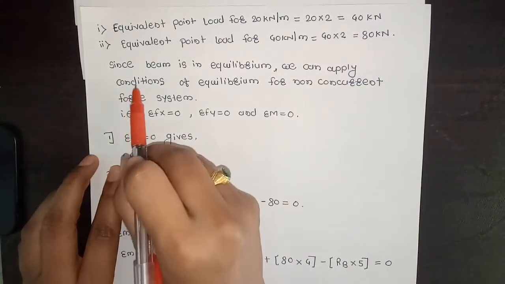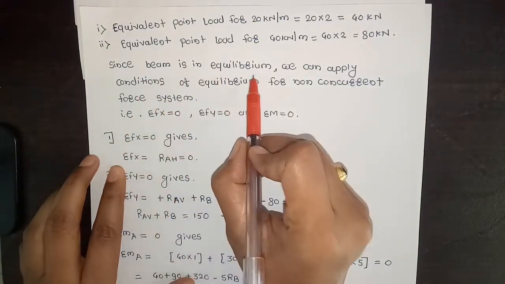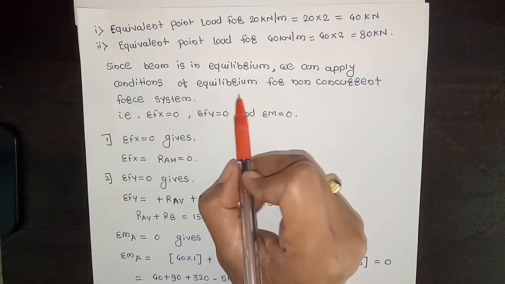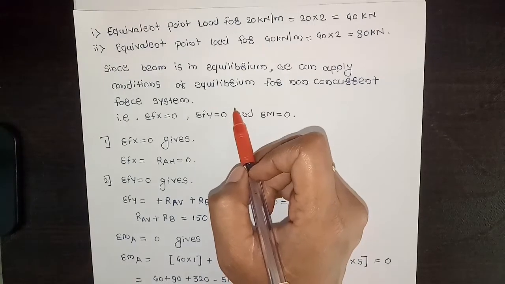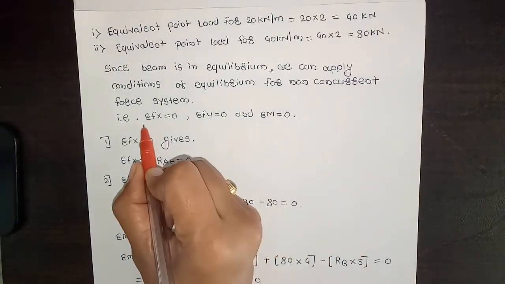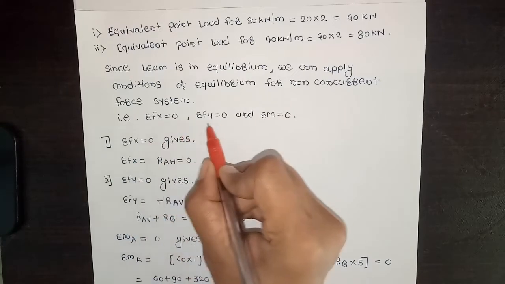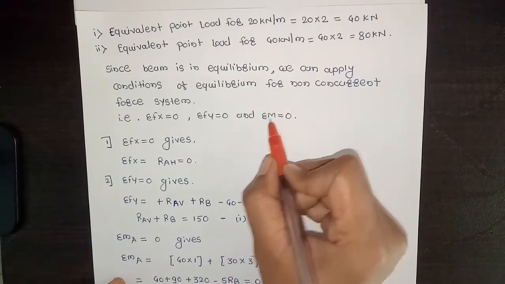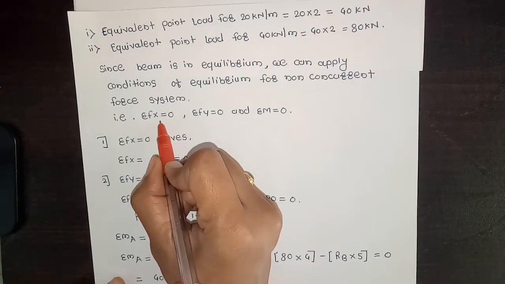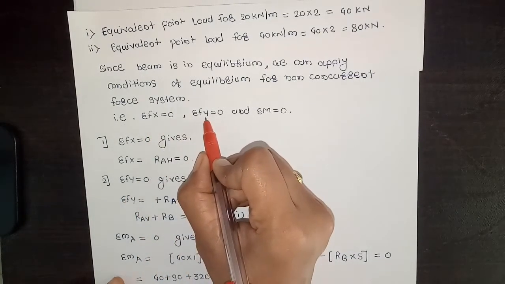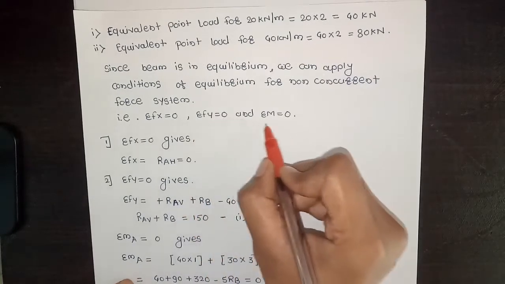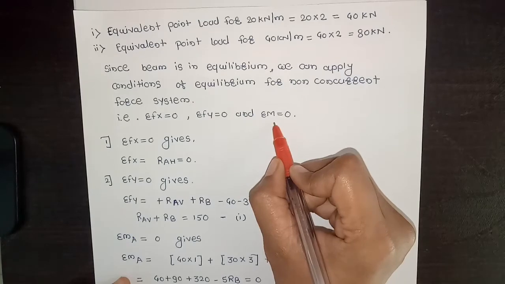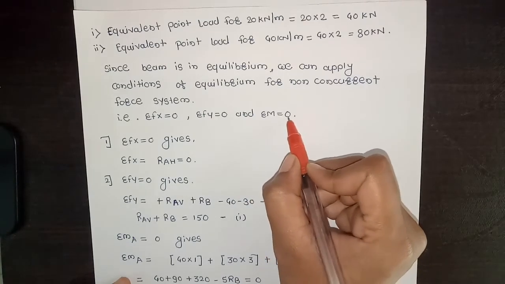The next step: since the beam is in equilibrium, we can apply the conditions of equilibrium for a non-concurrent force system. There are three conditions: summation Fx is 0, summation Fy is 0, and summation of moments is 0. Summation Fx is the algebraic sum of all x components, summation Fy is the algebraic sum of all y components, and summation of moments is the algebraic sum of all moments, either clockwise or anti-clockwise, equal to 0.